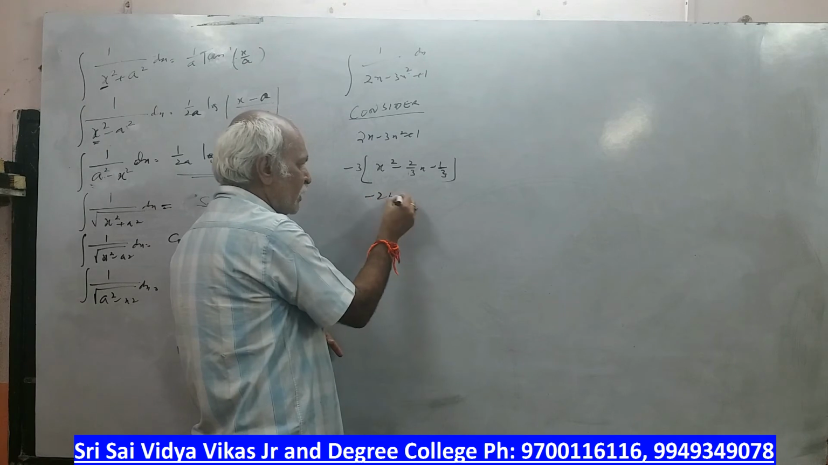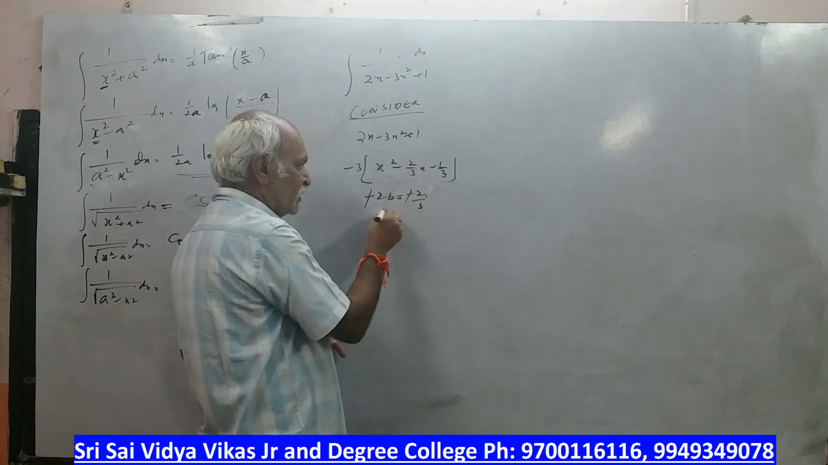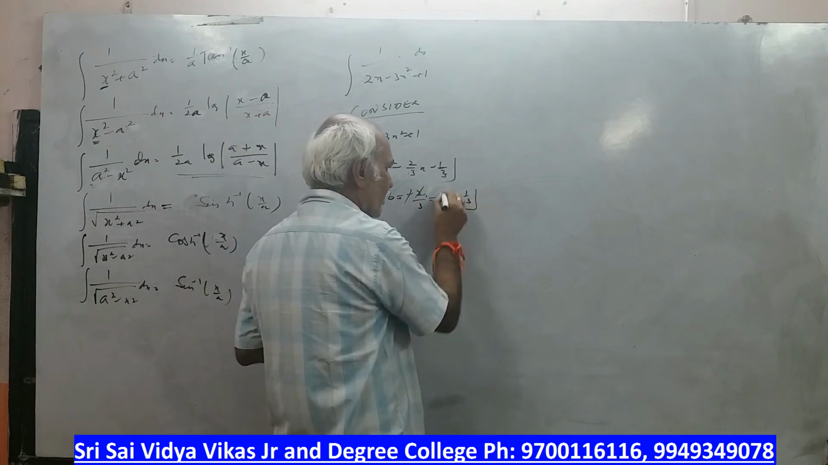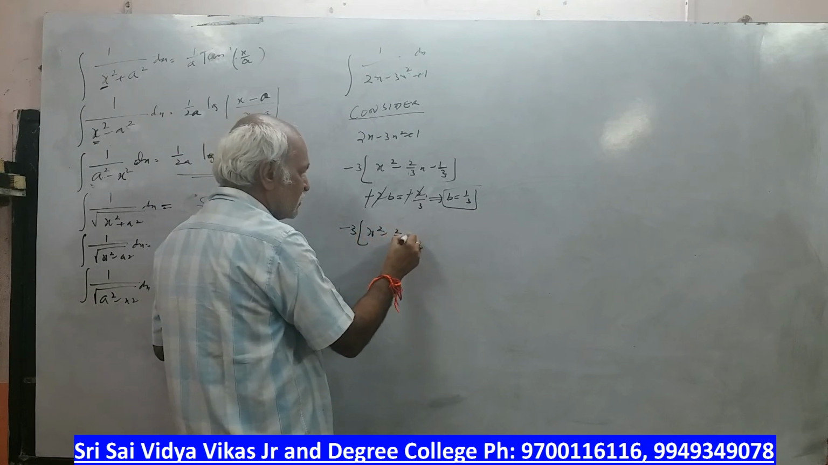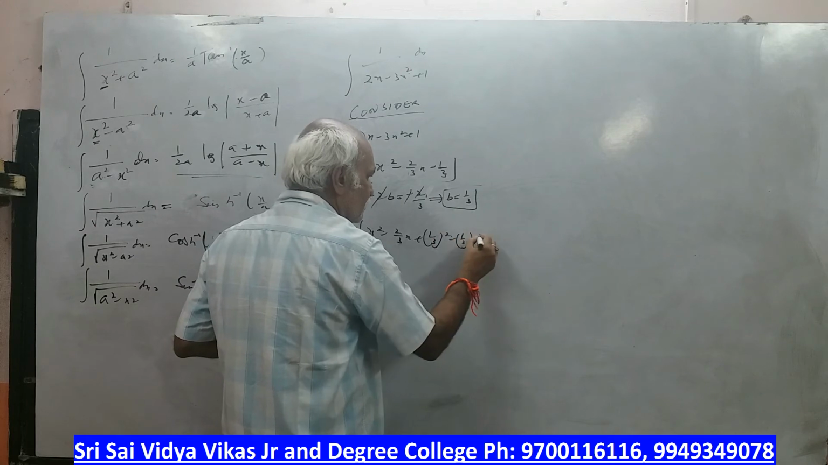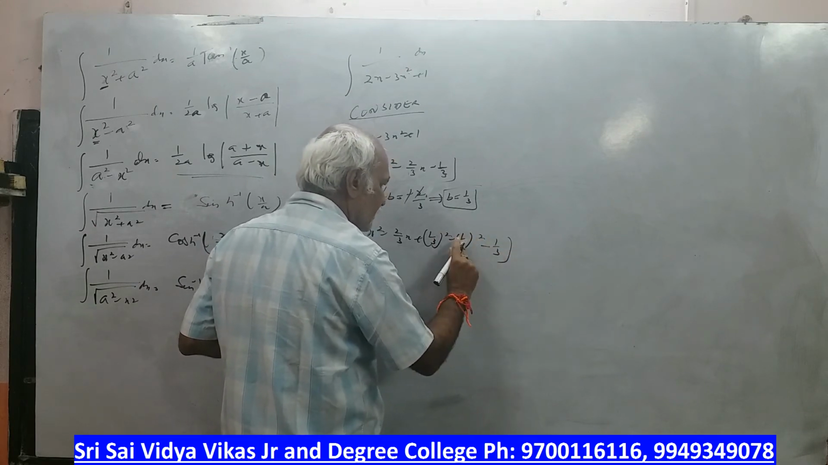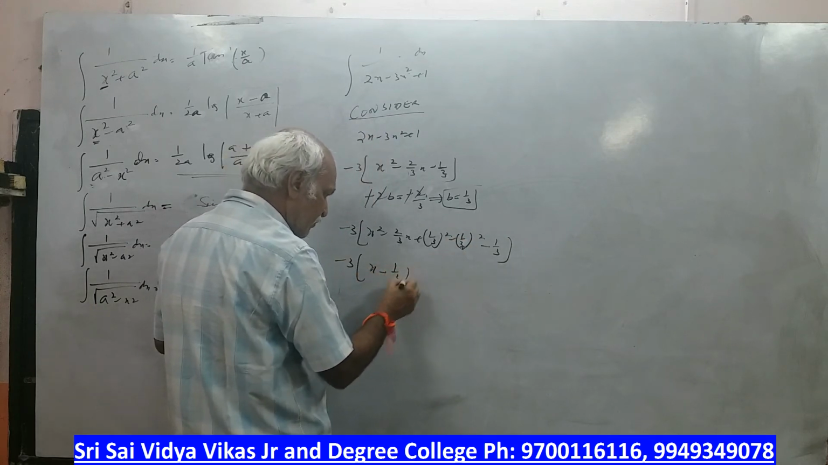So minus 2 by 3 is equal to minus 2 by 3. So minus minus will get cancelled, 2 also will get cancelled. So what is the b value? 1 by 3. So minus 3 into x plus 1 by 3 whole square minus 1 by 3. So this becomes minus 3 into x minus 1 by 3 whole square.